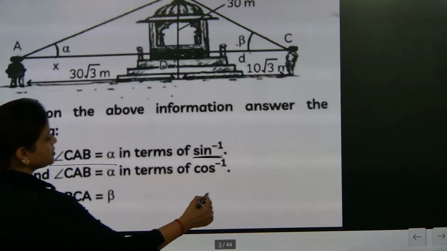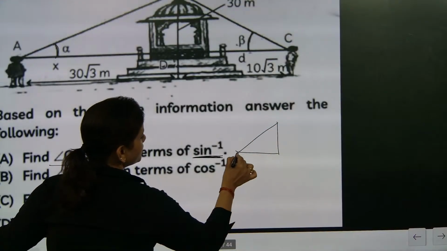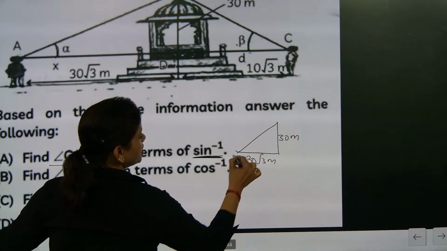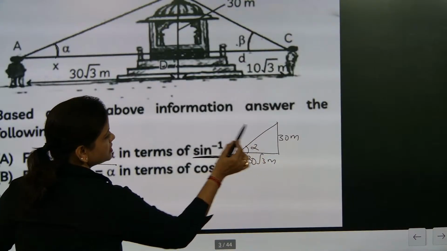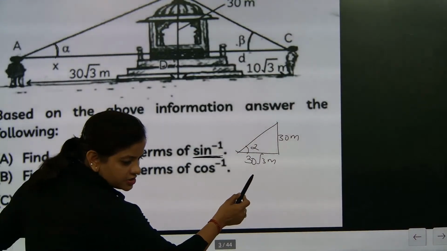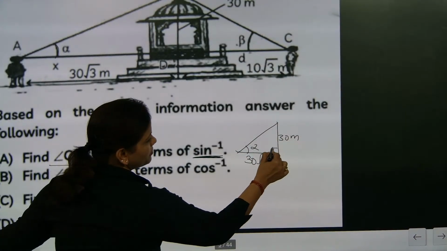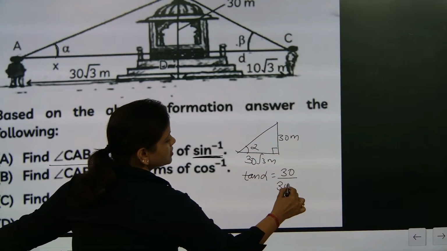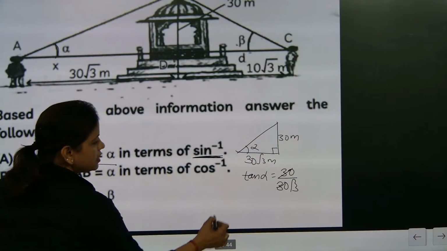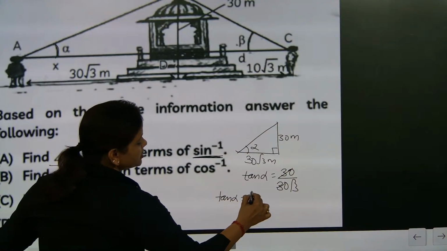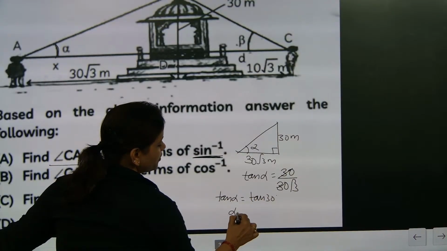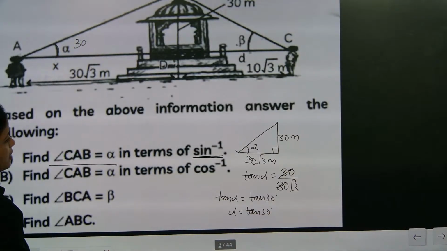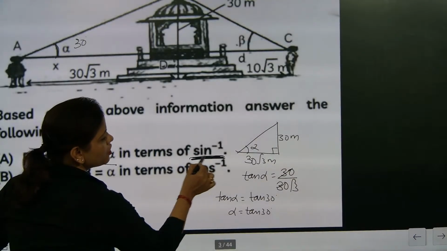So in this triangle, this part is 30 meter given and this is 30 root 3 meter. Understood now? Here this angle is considered as alpha. So when this angle is considered as alpha, solve this part very carefully, beta. This section is coming as tan alpha is equal to 30 by 30 root 3. Beta, what is angle alpha? So tan alpha is equal to tan 30 degree. So alpha is 30 degree.